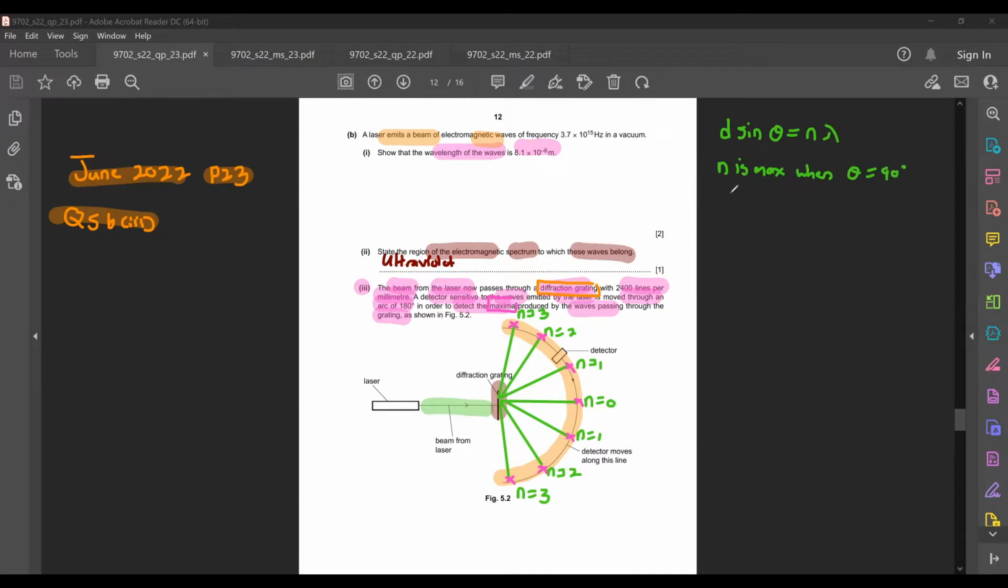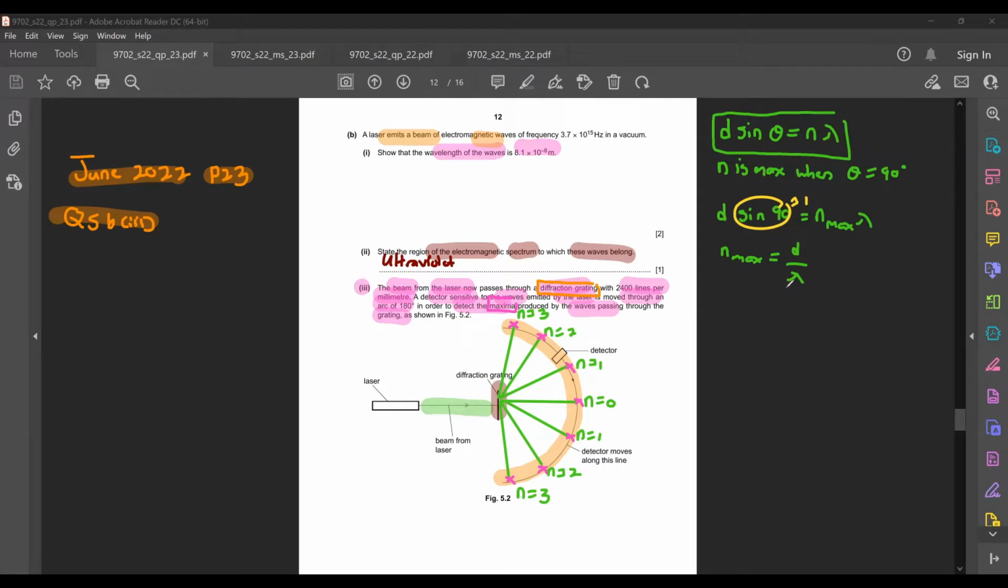So you replace these values inside your original equation. d sine 90 equals n max lambda. So n max would actually be d over lambda, because we already know sine 90 is equivalent to 1. So you just do this and you get the n max.